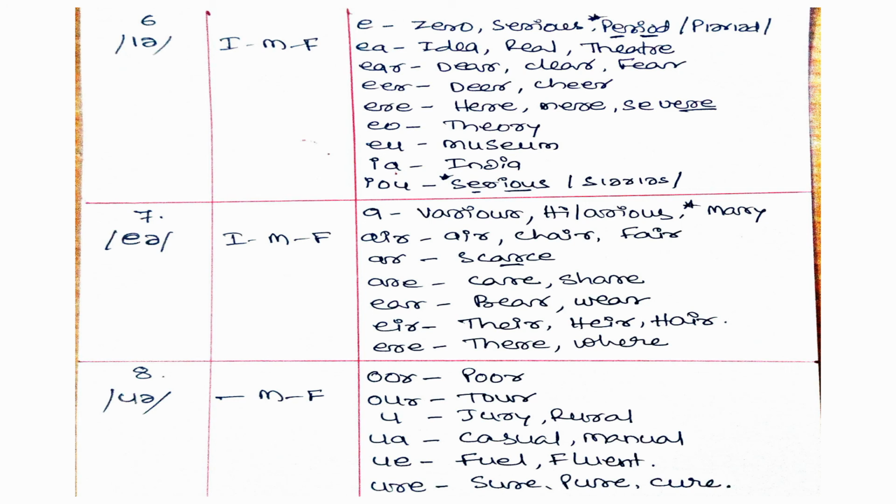EIR. THEIR. They are. HEIR. Hair. HAIR. Hair. ERE. THERE. They are. WHERE. Where. Okay. So on these lines you prepare some more words.